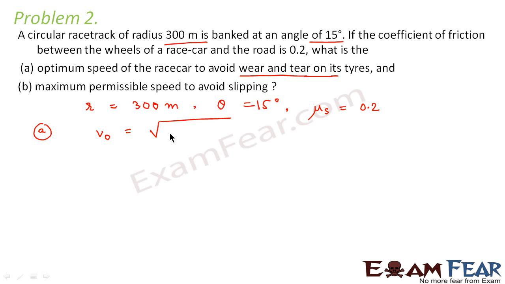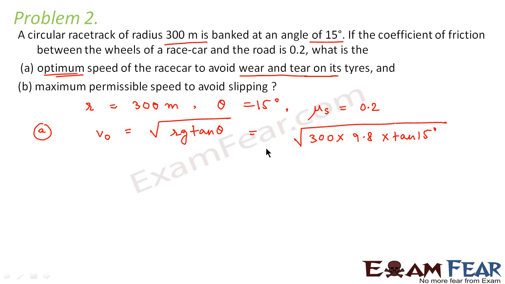And what is the value of V maximum? It is Rg tan theta. That means the wear and tear will start only when mu s becomes 0. So that means that value is the optimum value of velocity. So we will say this is Rg tan theta. So let us put the values. This would be R into g, 9.8, into tan 15 degree. Now putting the values, we find it as 28.1 meter per second.